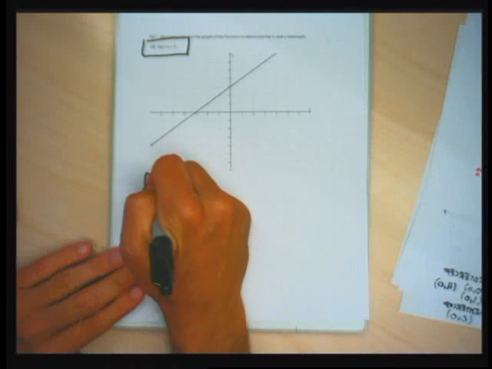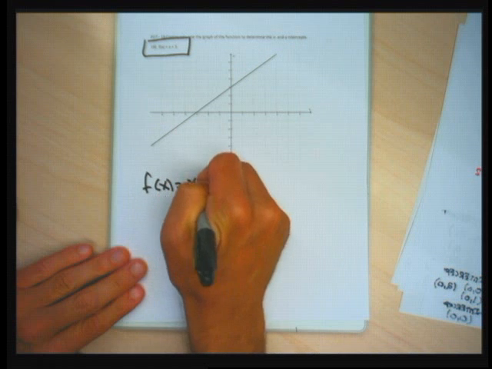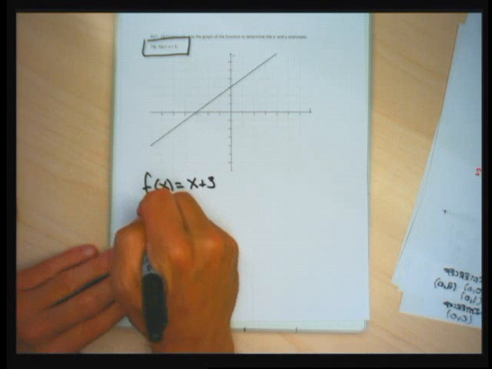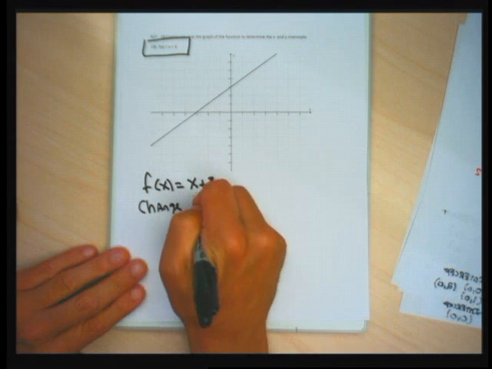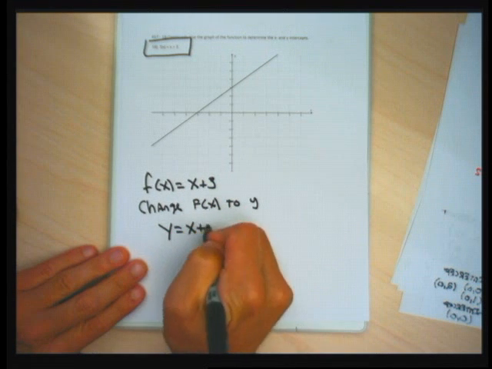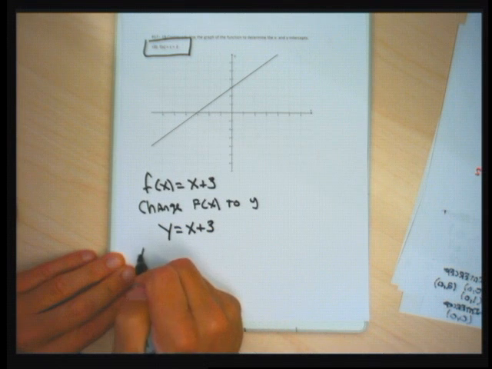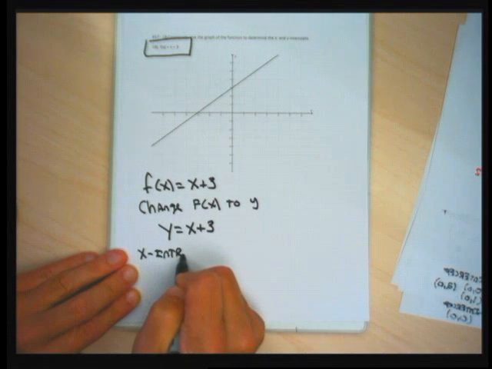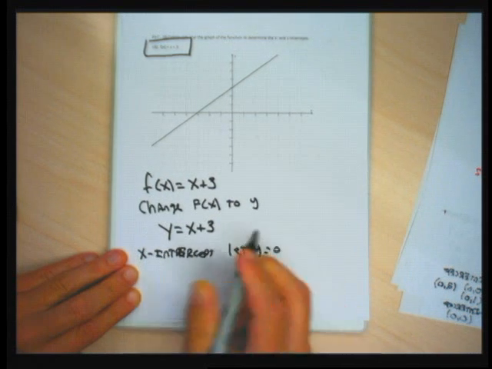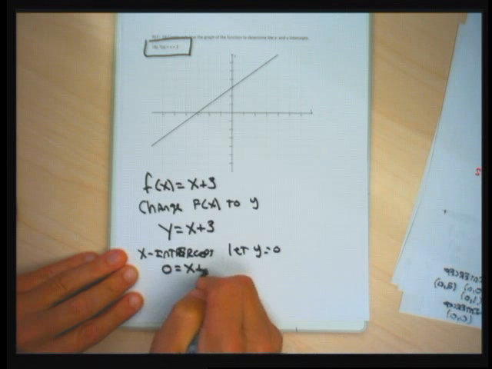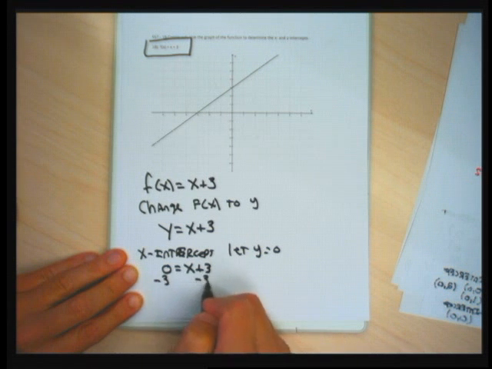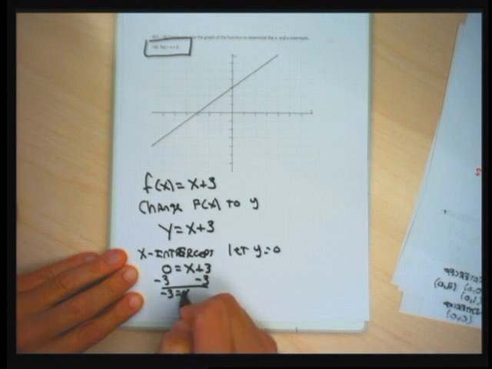I could do this problem just like any problem that I've done so far. To find an x and a y intercept, if I have a function equation, I change the f of x to a y. So I'd go y equals x plus 3. And then to find the x-intercept, I'd let y be 0. I'd go 0 equals x plus 3. No square, so I don't need to factor. Minus 3 from both sides. You get minus 3 equals x.